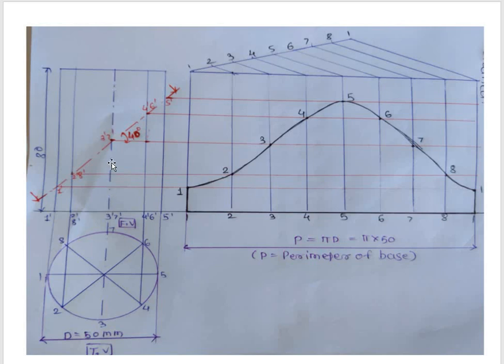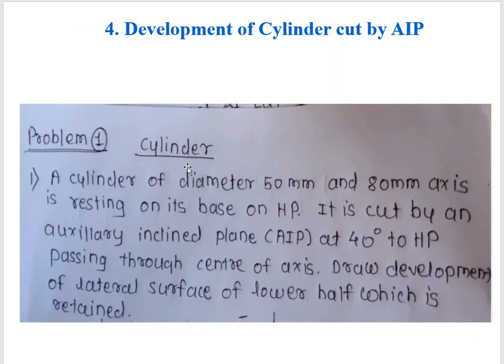Mark this as the center line, and after that draw the projected points 2 dash, 8 dash, 4 dash, 6 dash up to the end of the rectangle. And after completing this front view and top view, again read the question. What we have covered up till now: they have given the diameter 50 mm, axis 80 mm, and we have completed the rectangle and the circle on the HP.